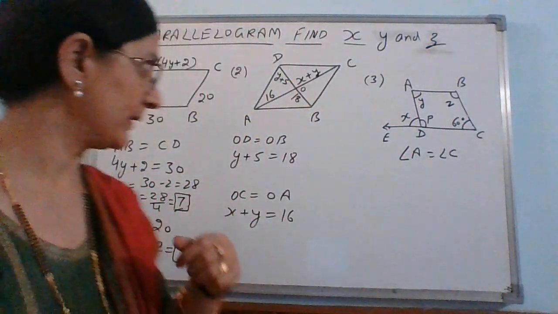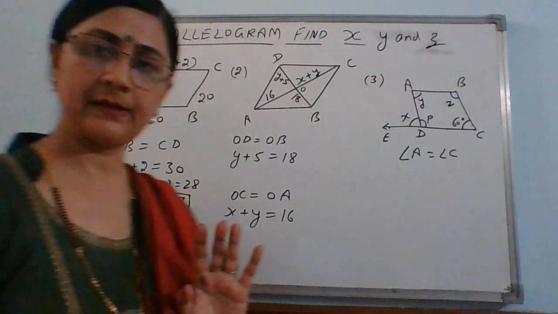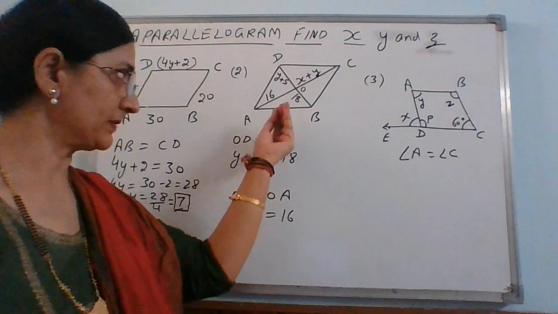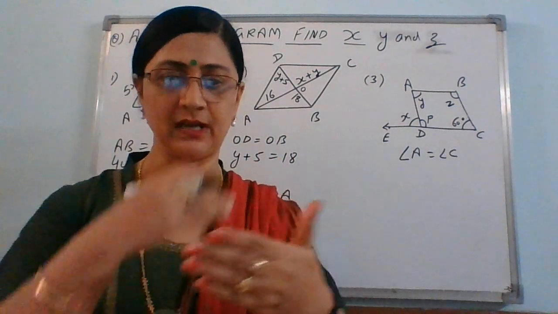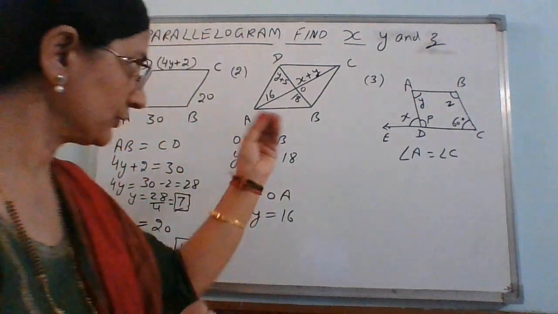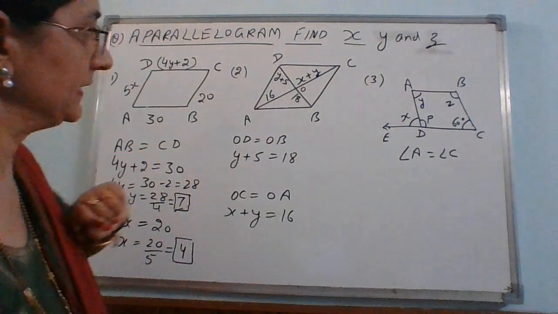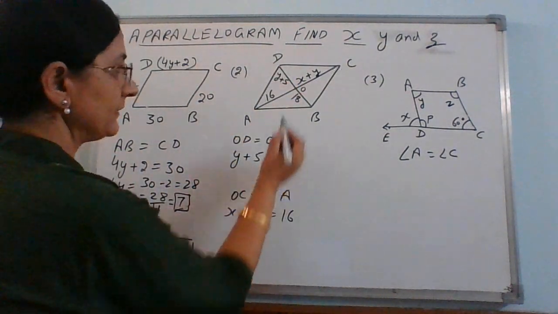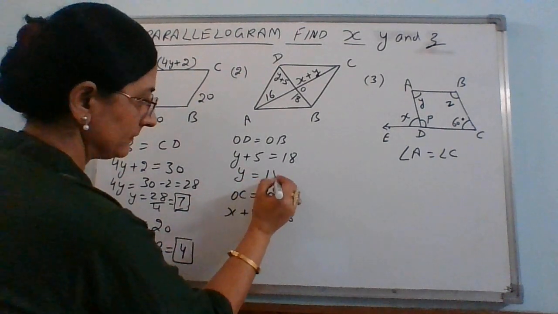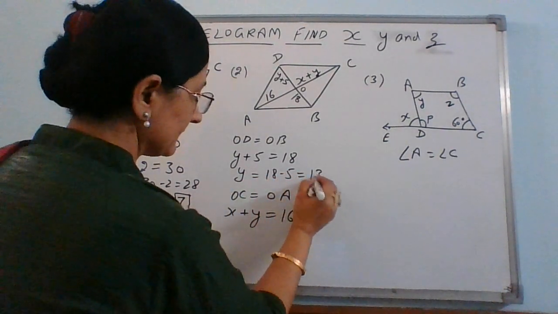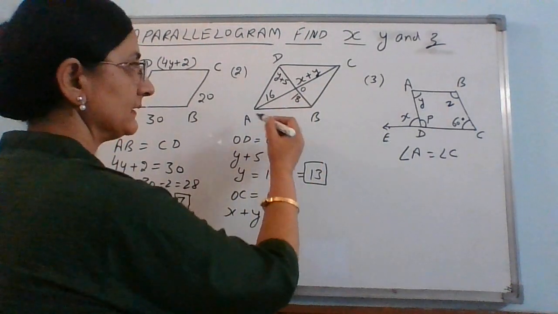Now let us see the second question, right? Okay, here. This is also a parallelogram. Now we'll be applying the properties of the diagonals. So diagonals of a parallelogram bisect each other. Halves of diagonals are equal. So their equations will be equal. So here OD will be equal to OB. So OD is y plus 5 and OB is 18. So what is y? 18 minus 5 and that is 13. So y is 13.